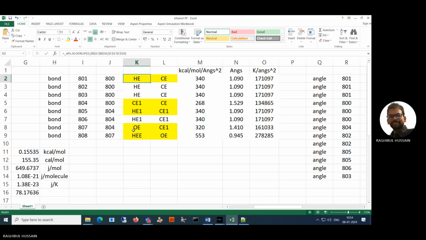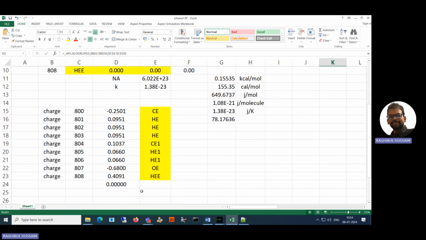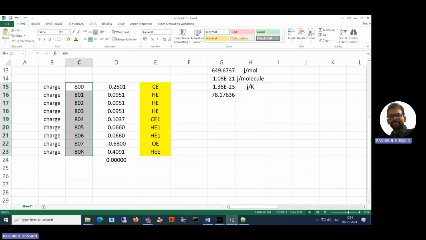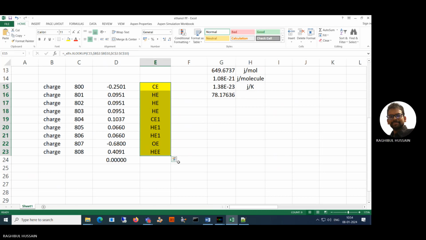What I'm saying is replace the numbers by the variables whatever you have defined. Replace the numbers by the variables. In my case, I have defined all the atoms from 800 to 808 by these variables. So throughout you replace the numbers by the variables. This is the first thing you do in Excel. Then only you can identify the type.